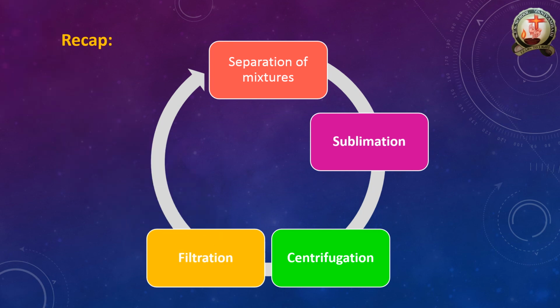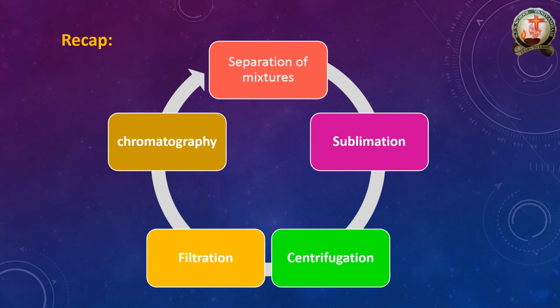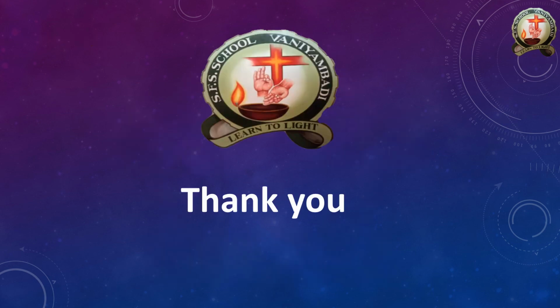Then filtration, a common process in our life. The best example is that unwanted particles are removed from the substance, and we get a pure filtrate. Then chromatography. Chromatography is helpful for identification of drugs and pesticides in our day-to-day life, and the chromatogram is a graph of the separation of components. Thank you, students.